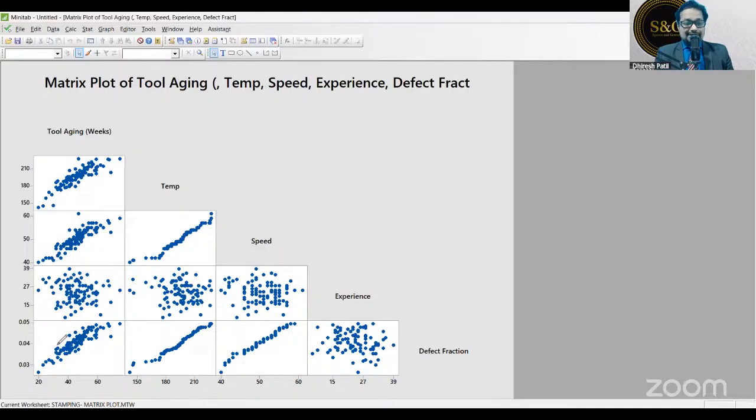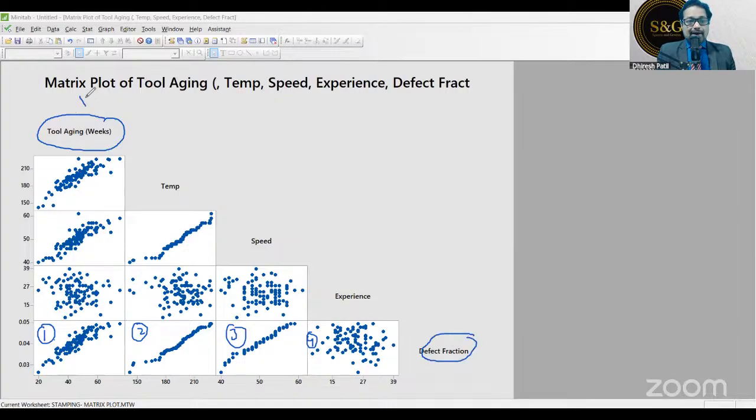Because we have selected the y at the bottom, we have to look at this. This is graph number 1, this is graph number 2, this is graph number 3, and this is graph number 4. So the first graph is between the tool age and the defect fraction. So this is my x1, this is my x2. The second graph is between temperature and defect fraction. The third graph is between speed and the defect fraction, and the fourth graph is between experience and the defect fraction.